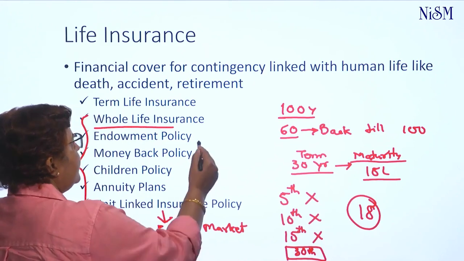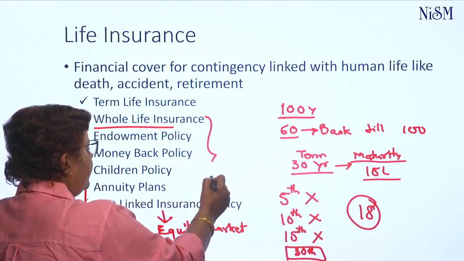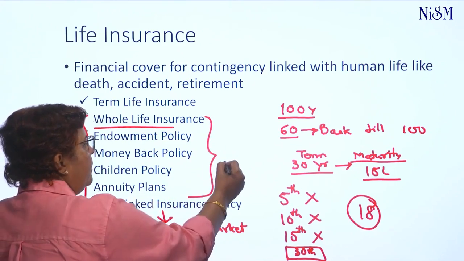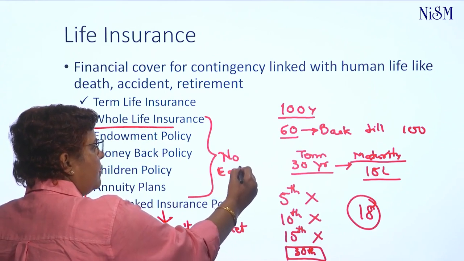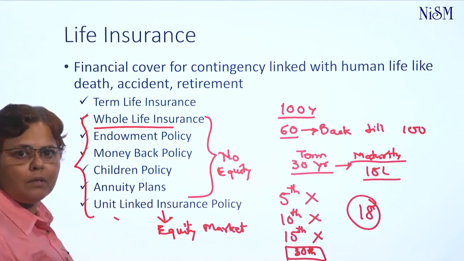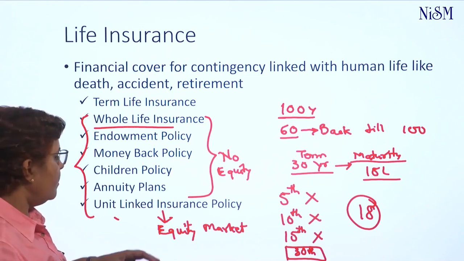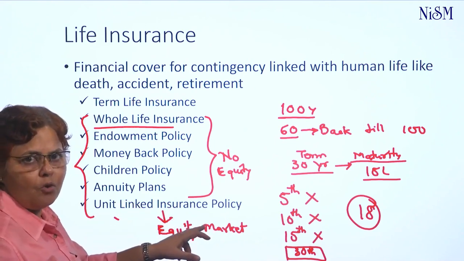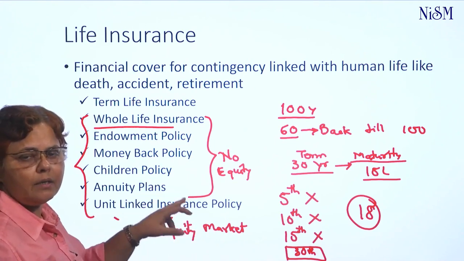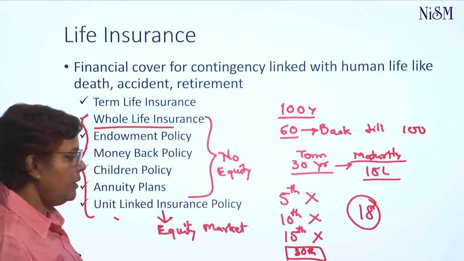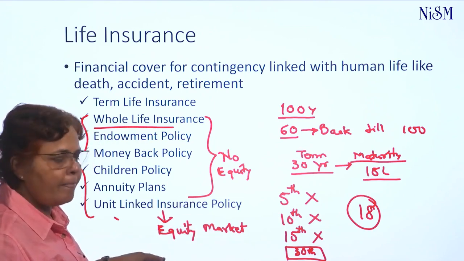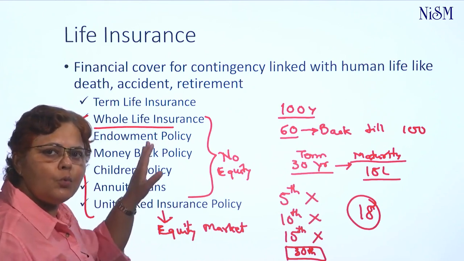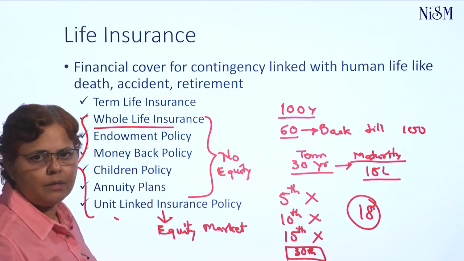Okay. The rest of these policies will not invest your money in equity. So, ULIP, as it is called, unit linked insurance policy, is the only policy which will invest into equity. Now, the question is which one to choose.